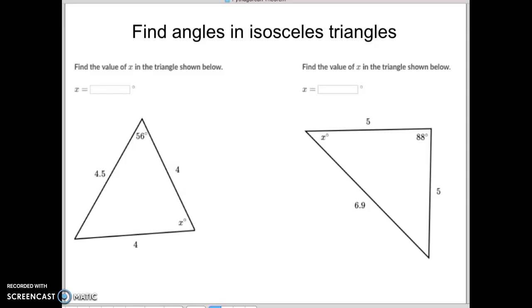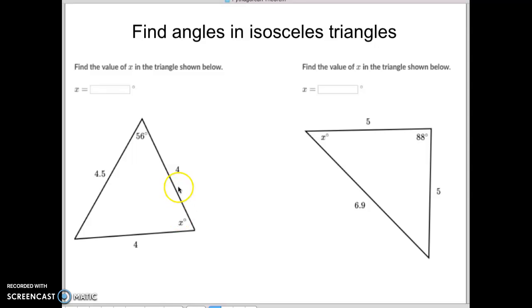Hey Math 8, all right, this concept is finding angles in isosceles triangles. Not too difficult here, okay? So first of all, you have to remember the three angles inside here have to add up to 180 degrees, which I'm sure you do.